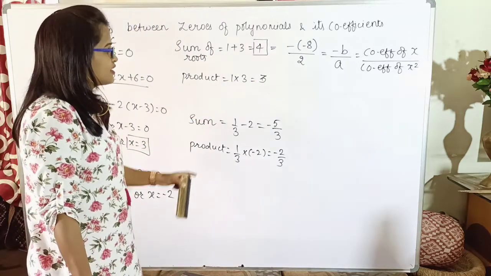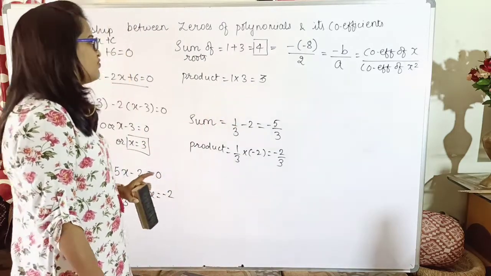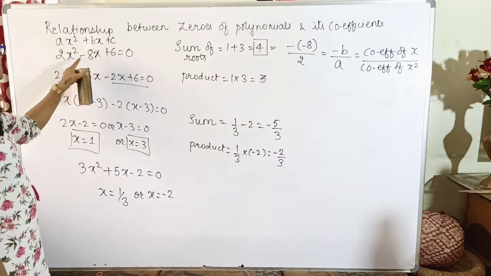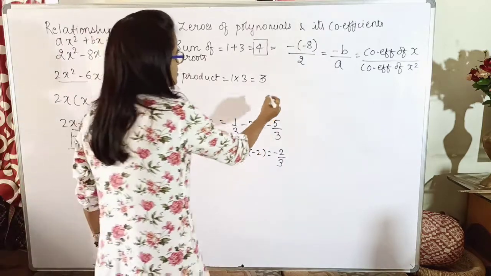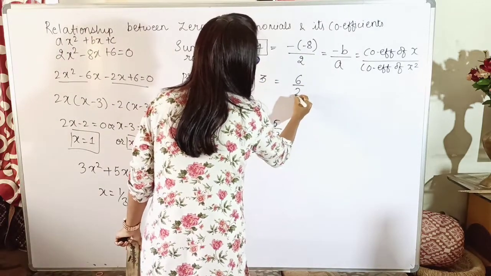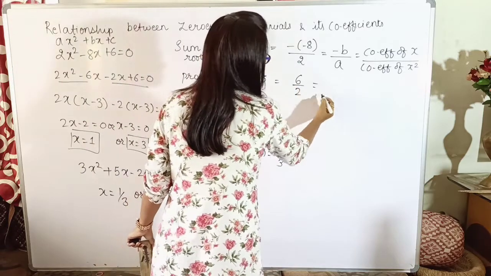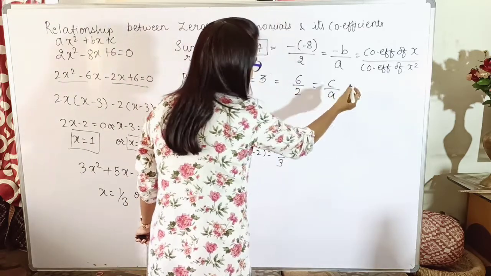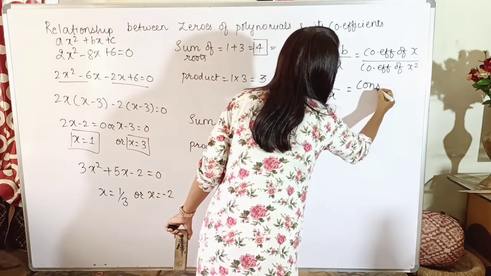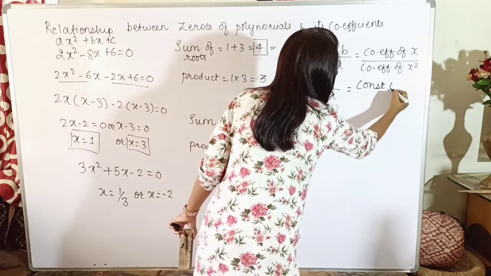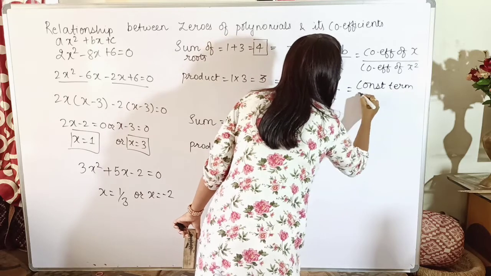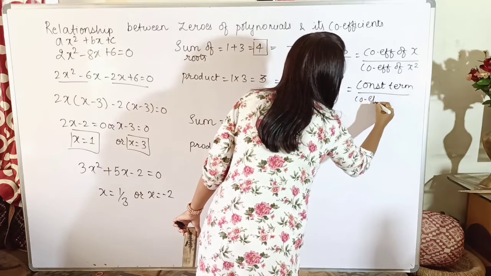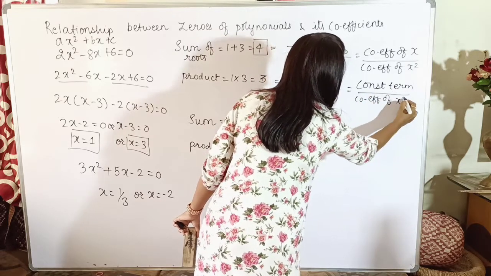Similarly, let us come back to the product. What product do I want? I want it to be 3. What if 6 is divided by 2? Will I get it as 3? Yes. But what is 6? 6 is nothing but the constant. What is 2? It is a. So if I have to write it in terms of the coefficients, it is the constant term, whereas a is the coefficient of x square.